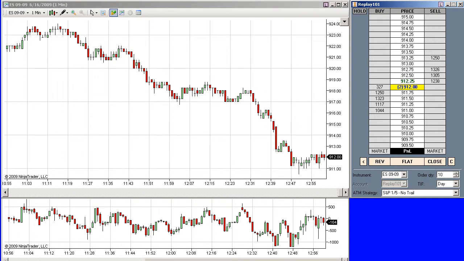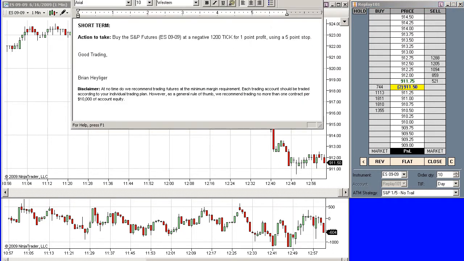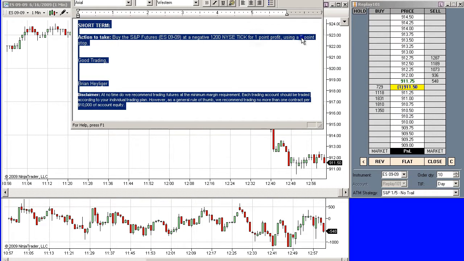The type of trade I want to show you today is a different type of trade. It's not a price trade, but a trade where you might receive a buy or a sell signal based on an indicator that I follow. So you might receive a day trade that reads a little something like this: action to take, buy the S&P 500 futures at a negative 1200 NYSE tick. Go for a 1 point profit and use a 5 point stop.